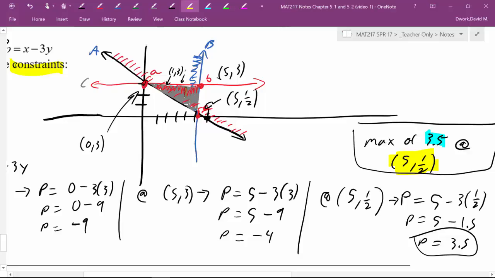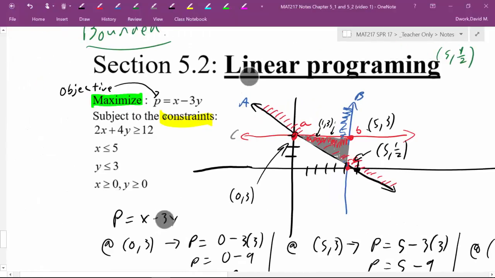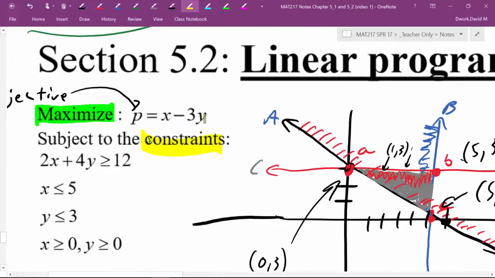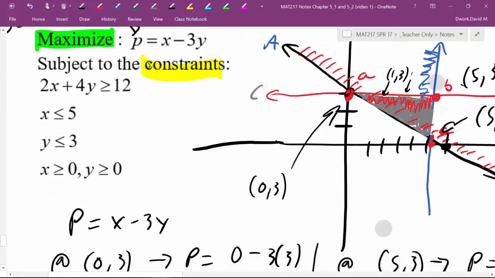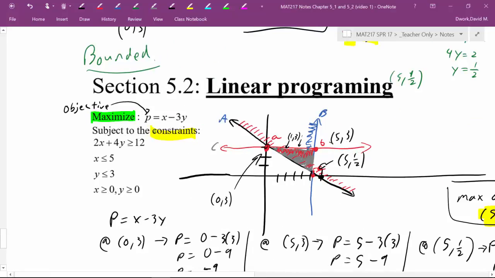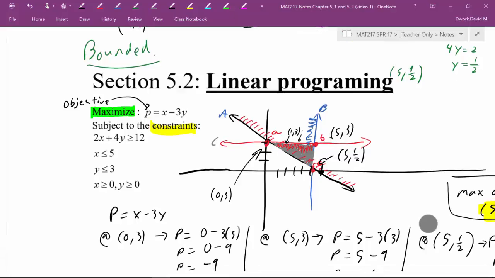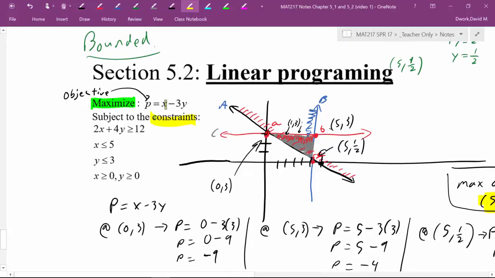Now, will this 5, 1 half always result in the maximum amount? Well, no. It only did that because this was x minus 3y. If it wasn't x minus 3y, it could have been any of the other corner points. But because these are linear functions, it will always occur at a corner. That is the big leap from 5.1 to 5.2. You do the exact same thing you did in 5.1, except now in 5.2 you take your corners, plug them in, and see which one gives you either the largest number or the smallest number.